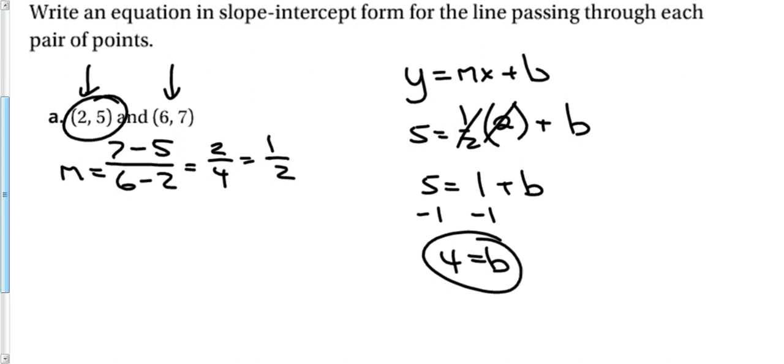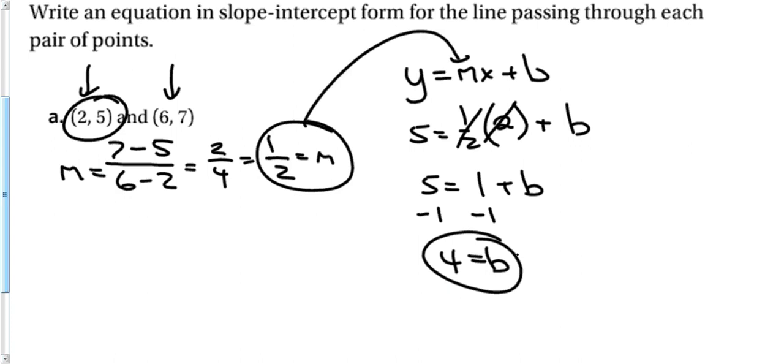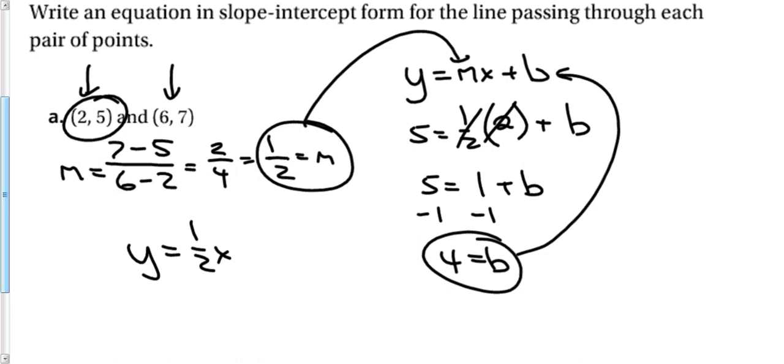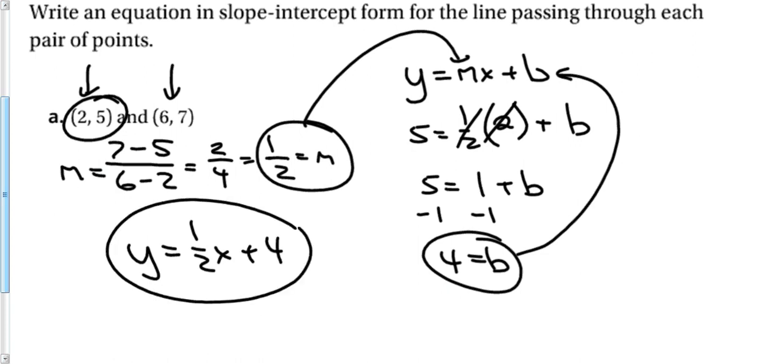Okay. Now that I know b, I can substitute b and m back into my equation. M would go here, b would go in there, and that would give me my equation. So we would put a general form for any x and y. y is equal to 1/2 x plus 4. And that would be my equation in slope-intercept form using just 2 points.